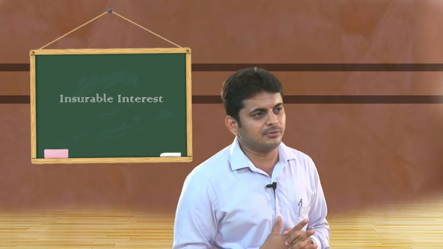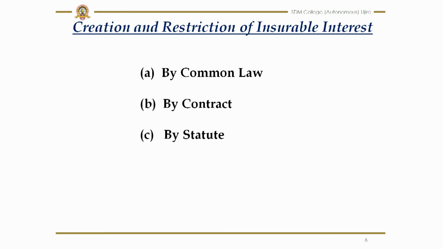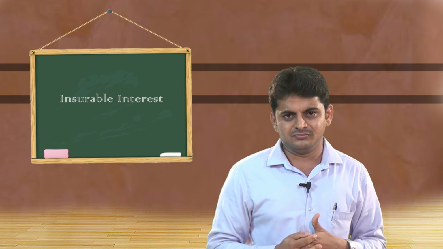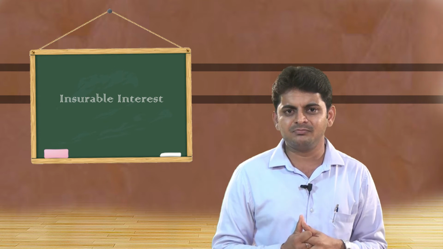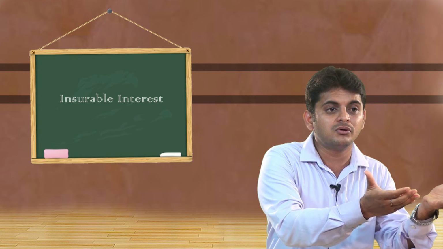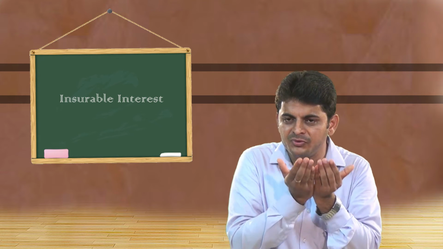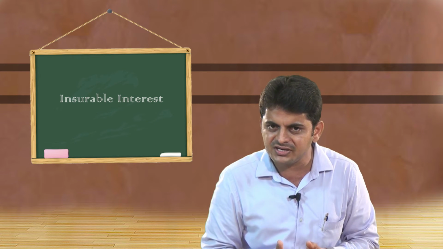Creation and restriction of insurable interest. How to create, or how to establish, insurable interest? First one is common law. Husband and wife relationship is a common law. Ownership of a building, there is a legally established relationship between me and my building. Common law, it says.